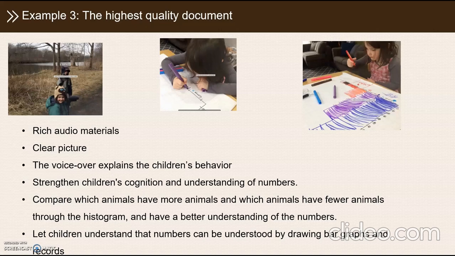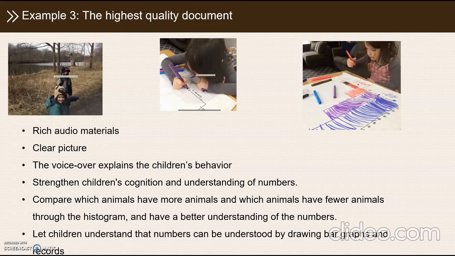This is high-quality documentation as it focuses on children's engagement and has depth in gathering information through different channels such as videos, audio, as well as pictures to demonstrate what was happening in this experience. The contents in this documentation were connected and can tell a holistic story of what children learned. So it makes children's learning visible.